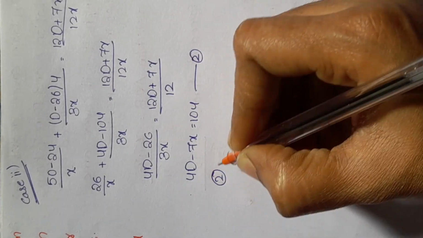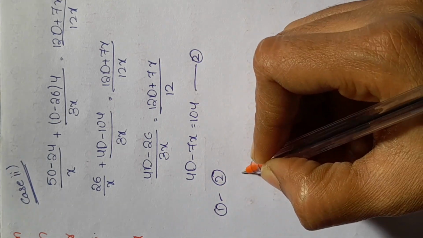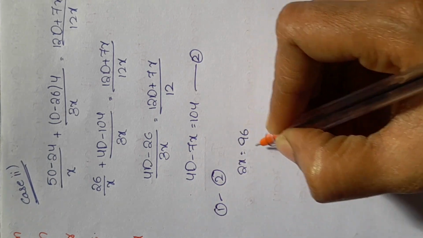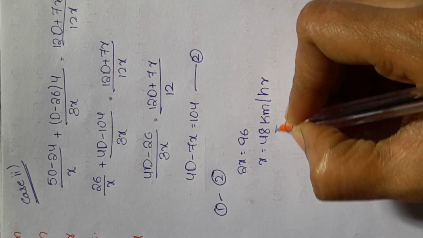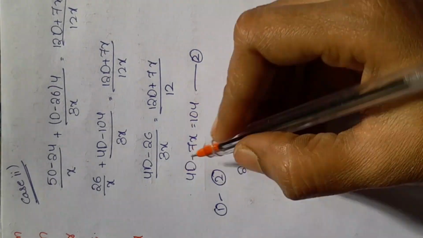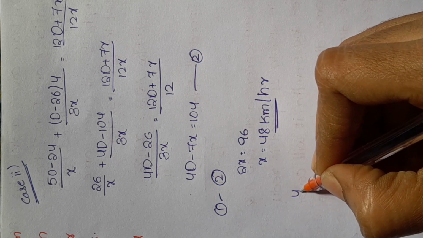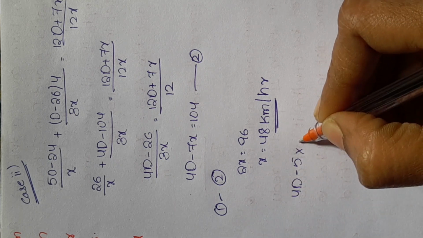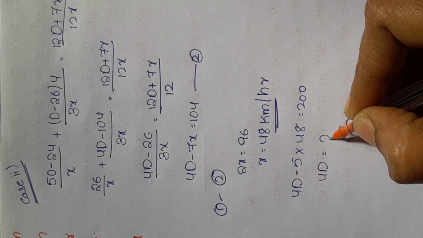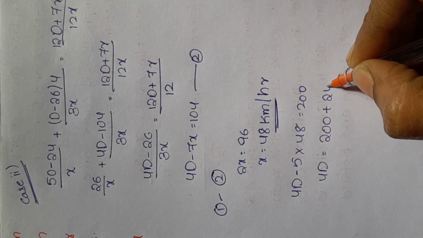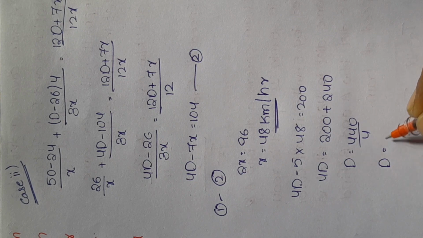Now subtracting second equation from the first equation, we get 2x is equal to 96. We get x is equal to 48 kilometers per hour. This is the speed of the train. Now putting the value of x in either of the equations, 4d minus 5 into 48 is equal to 200. So 4d is equal to 200 plus 240. We get d value, that is the distance, is 110 kilometers.